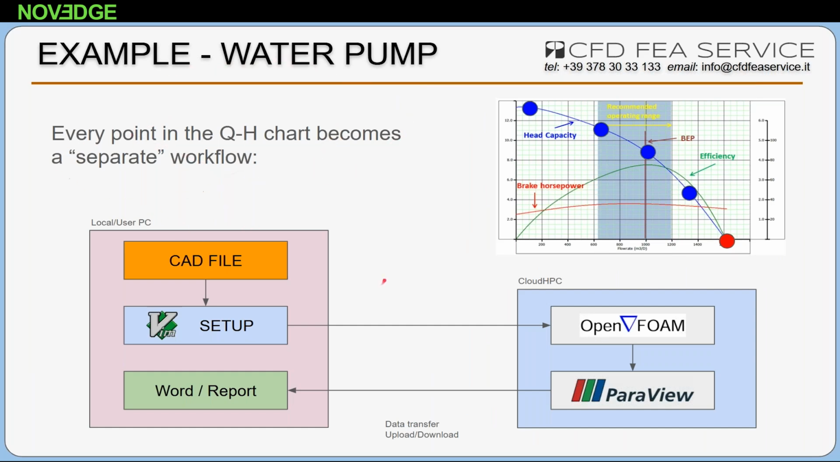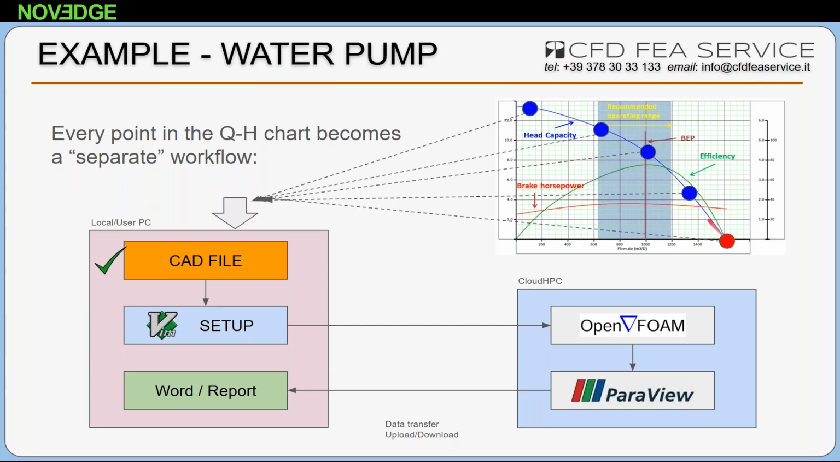Again, in this case, the workflow I decided is, well, first of all, every point I want to calculate along this Q and H chart, Q stands for flow rate and H stands for head, becomes a separate simulation. That's why the horizontal scalability is so important, because just to simulate one pump, we need to perform 4 or 5 simulations.